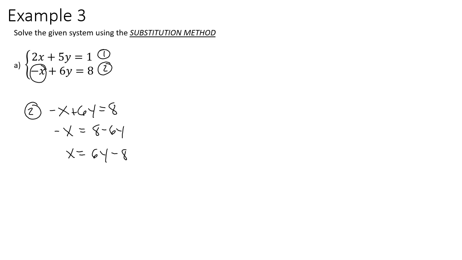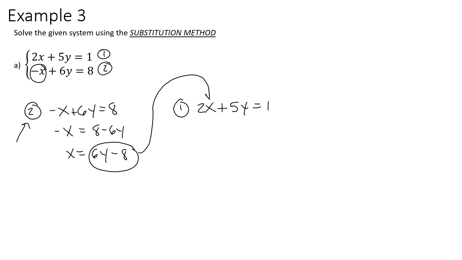And I get x equals 6y minus 8. So the second step in the substitution method is you take what you solved for and you plug it into the other equation, keyword other. If I started with equation 2, then the other equation would be equation 1. And I plug it in wherever there is that variable, which in this scenario is an x.